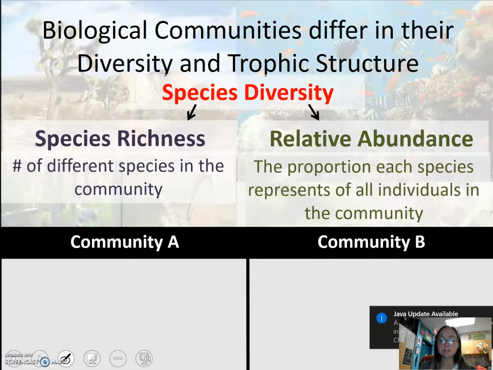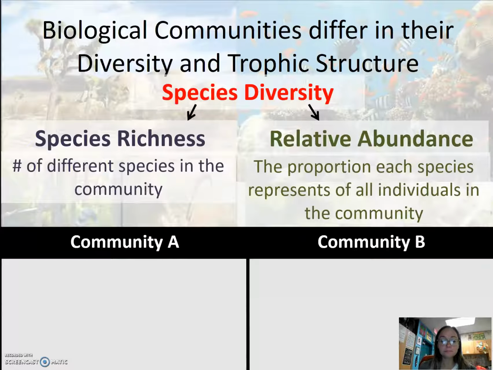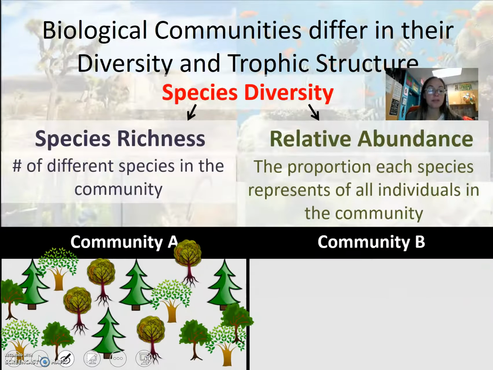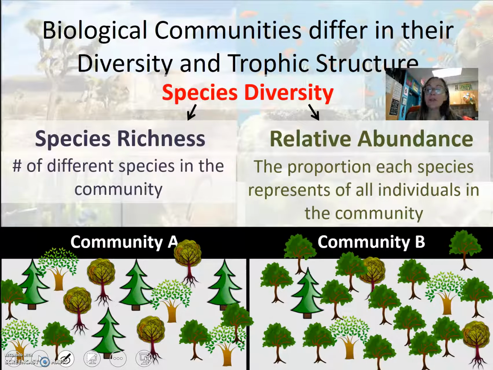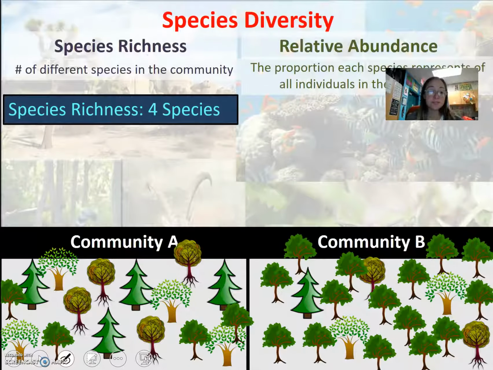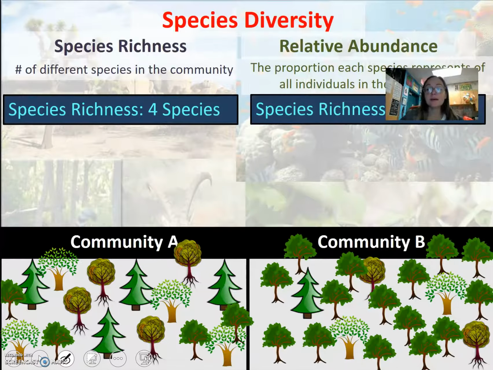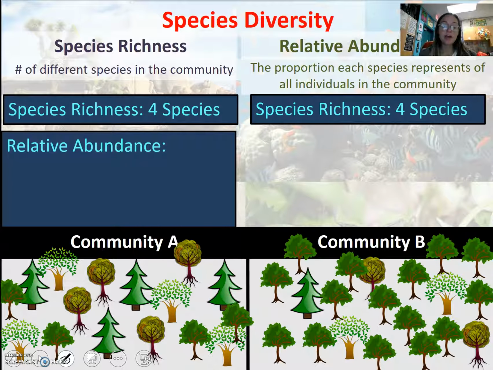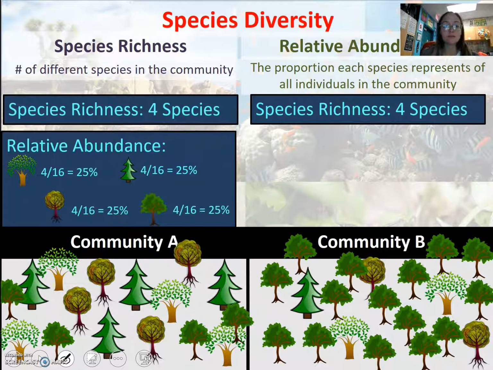So if we have 2 communities here, community A and community B, you can see community A has a series of different trees living in this forest. Now when we look at the 2 communities, we can see that for species richness, they both have 4 species of trees. However, the relative abundance is different. In the first one, it's all pretty even, about 25% of the forest each.